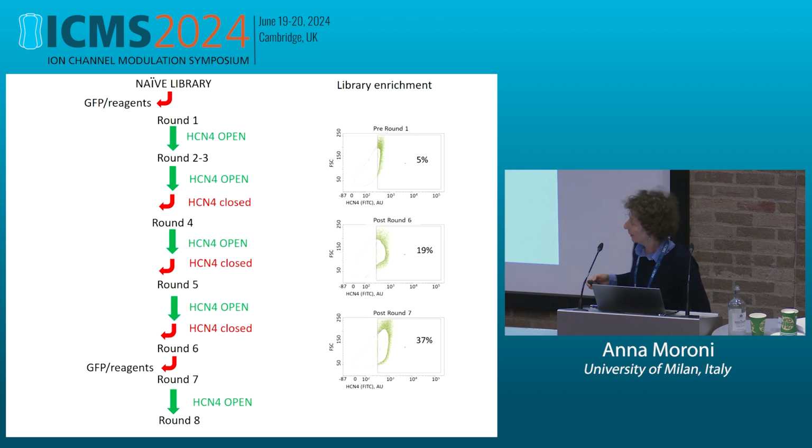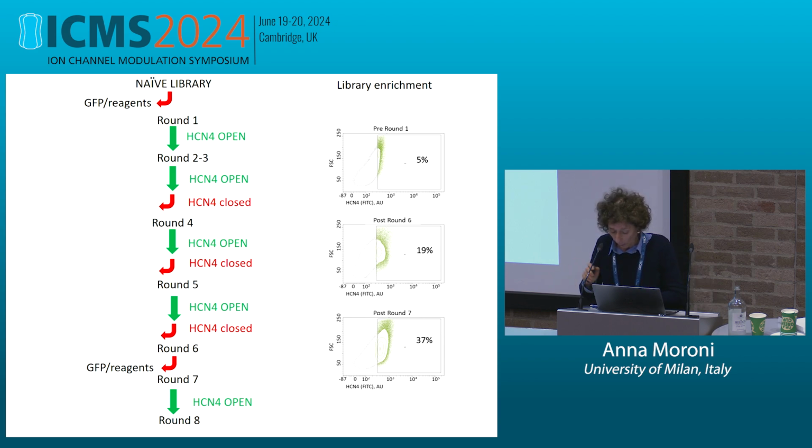So the screening of the library included rounds of enrichment in which we were selecting the cells that were binding to HCN4 in the open pore conformation, and I will explain this in a moment. But also steps of depletion in which we removed all the nanobodies that were recognizing the protein in the closed state pore, and included several rounds, in which we in parallel were checking the enrichment of the library by FACS.